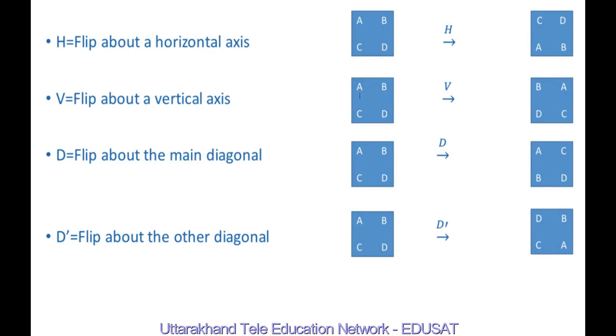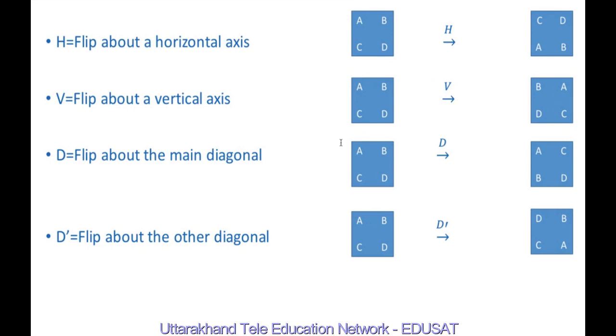And if we flip around the vertical axis, then AC and BD will be interchanged. So the positions of these corners: B will come here, corner D will be here, corner C will be here, and corner A will be here.